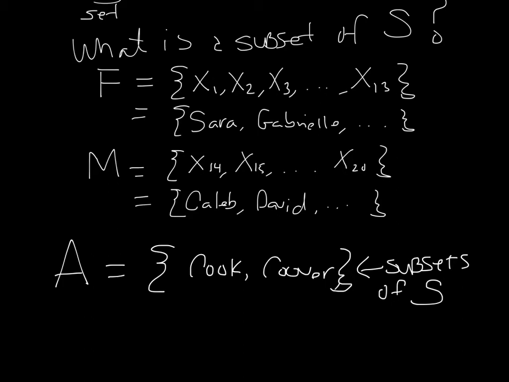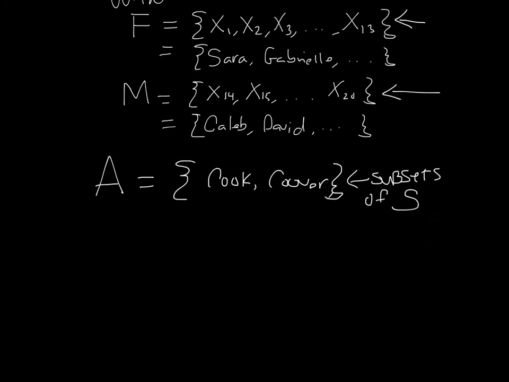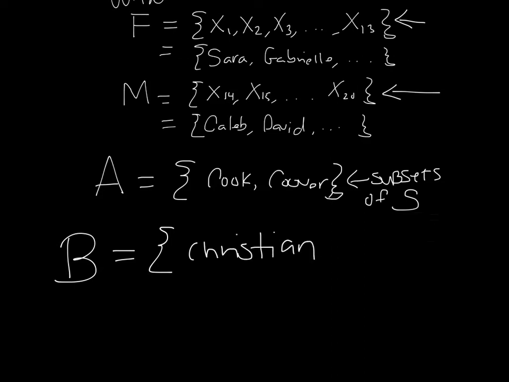Let me hold off on the notation. Again, these are all subsets of S: F, M, and we can even say, I think it was Christian, who was a quadruplet. Let's call it set B, for example. B is the only quadruplet in the class. So Christian is the only element, the member in the class who's a quadruplet. It's a set containing only one element, but it's still a subset. It's a smaller set of S.